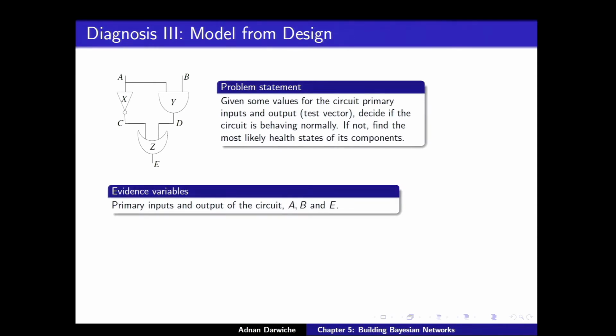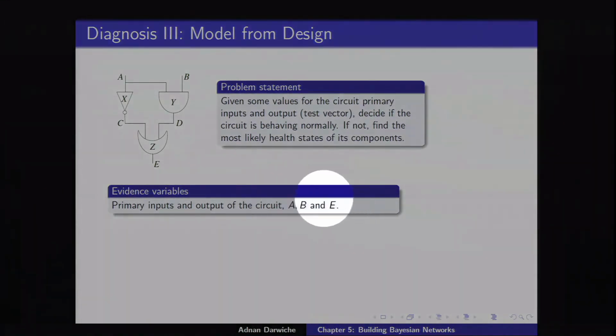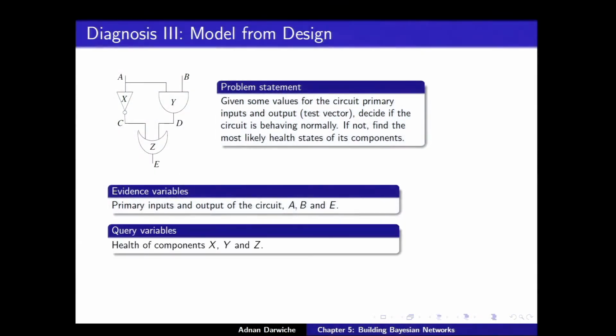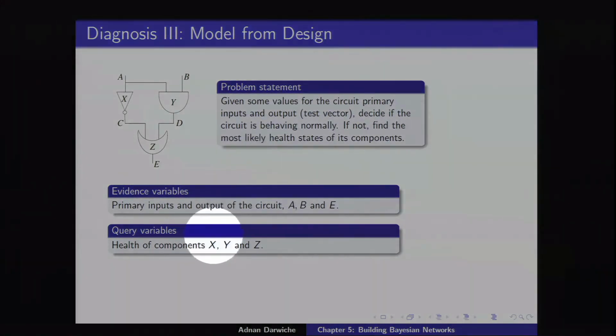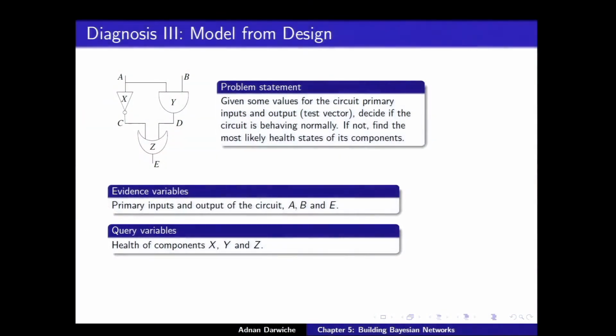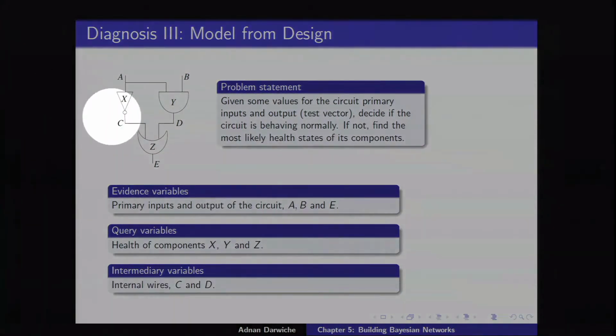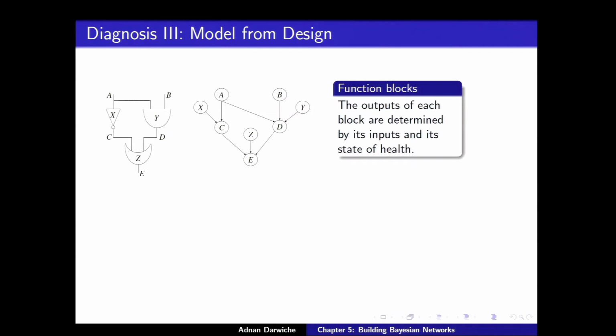The evidence variables are the primary inputs and outputs, right? So I'm telling you, I know what A and B are and what E is. We need these. I'm asking you about the health of the gates. That's X, Y, Z, correct? And there are intermediary variables, C and D. I'm assuming here that I'm not going to measure them, but I still basically need them. And here's how it's going to look.